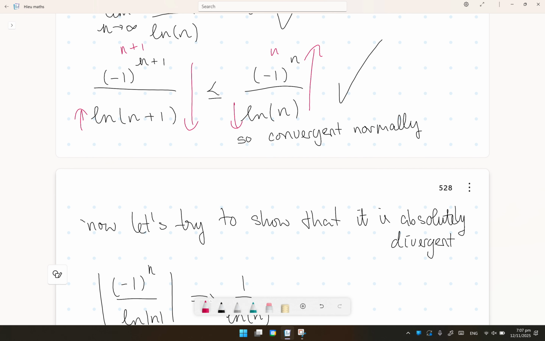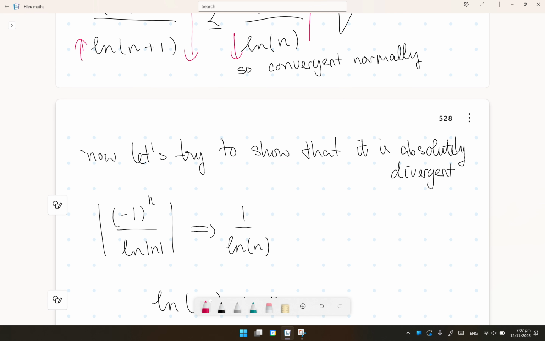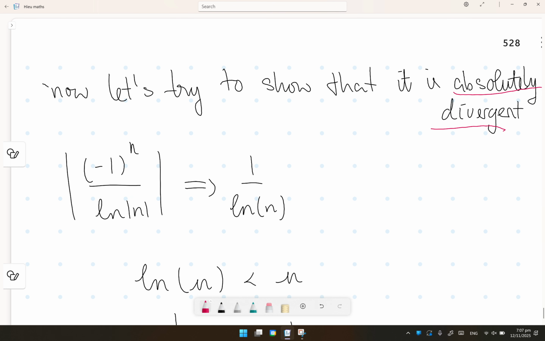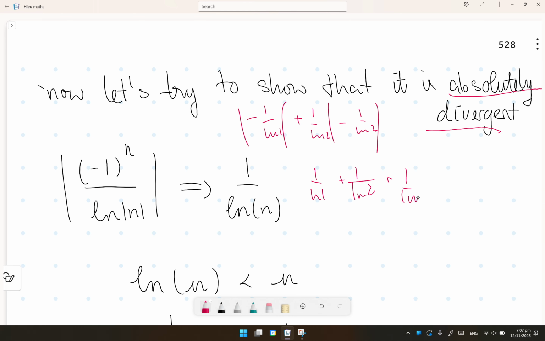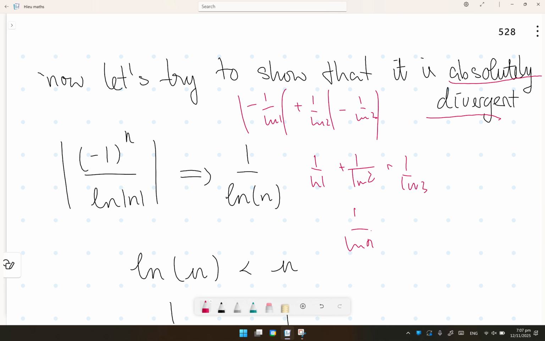Okay, now let's show that it is not absolutely convergent, which means it's absolutely divergent. So let's take the absolute value of this, right? Initially it was minus 1 over ln 1, plus 1 over ln 2, minus 1 over ln 3, that kind of stuff. But now when we take the absolute value, that's going to be 1 over ln 1 plus 1 over ln 2 plus 1 over ln 3. So it's really simple. It's just 1 over ln n. That's the idea when we do absolute values. The minus 1 to the n just turns into 1.